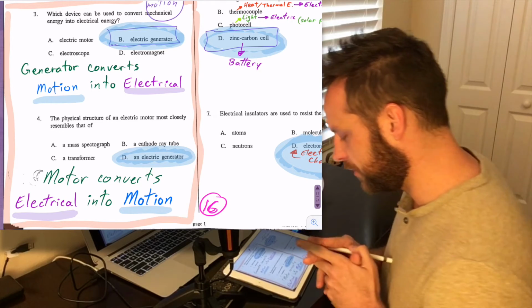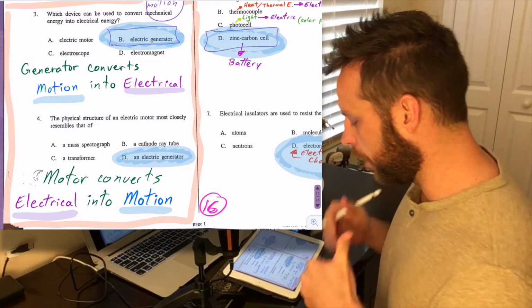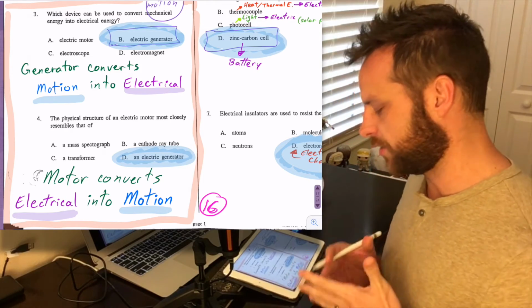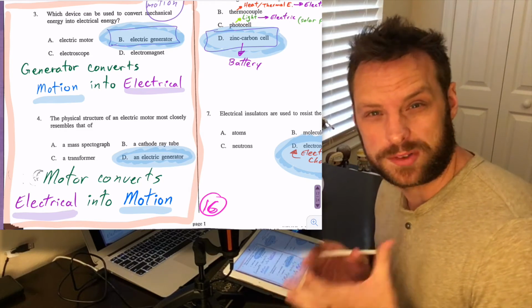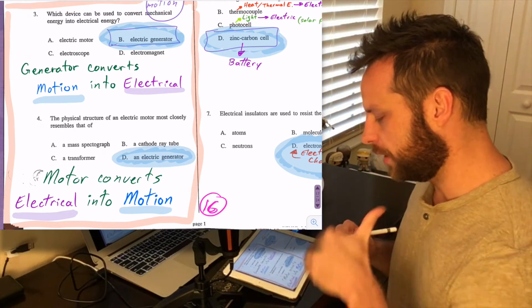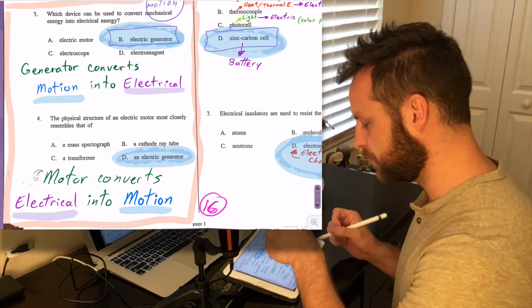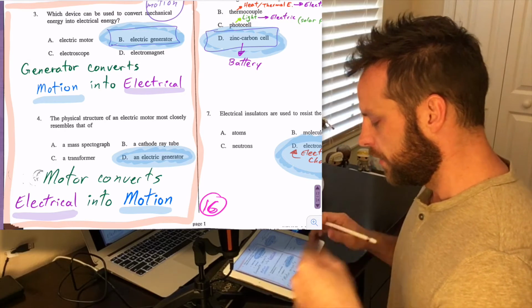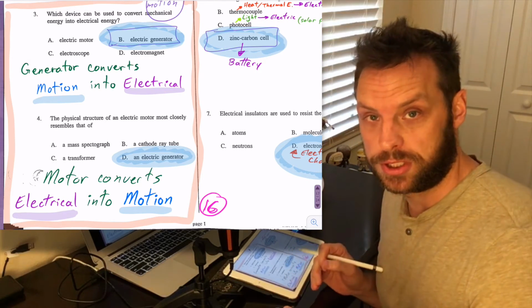So then the second question says, the physical structure of an electric motor most closely resembles that of what? And the answer is an electric generator. And the physical structure is referring to how it's built and what it's made of. And so here's the idea. If a generator, and I've written this in green in number 3, if a generator converts motion into electrical energies, then a motor converts electrical back into motion energies.